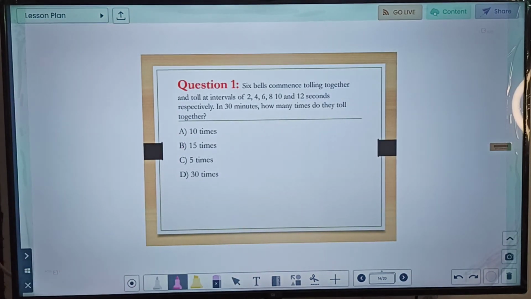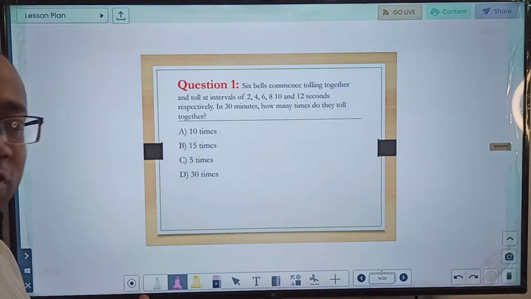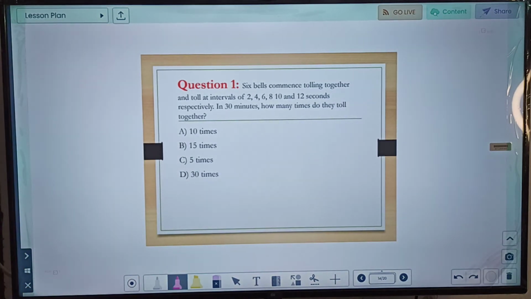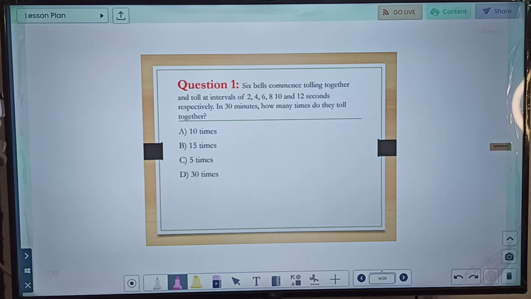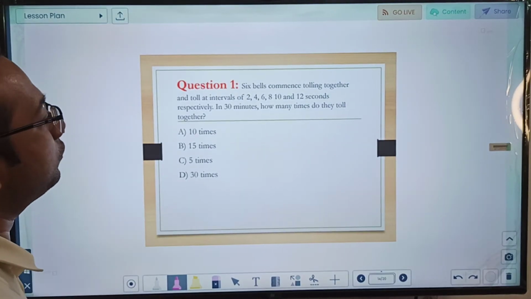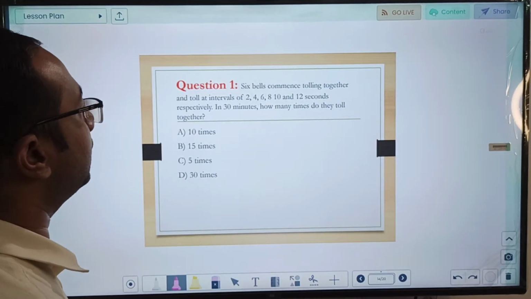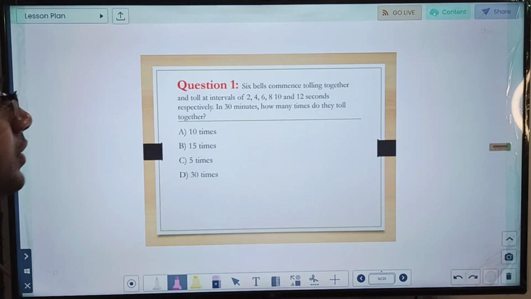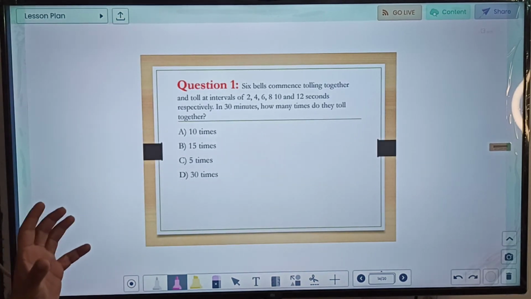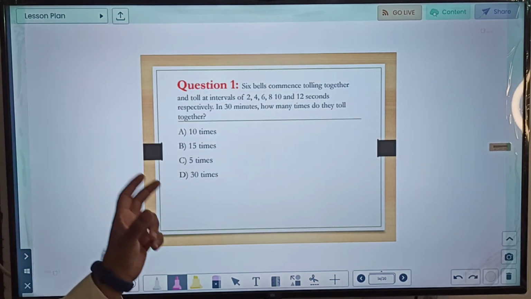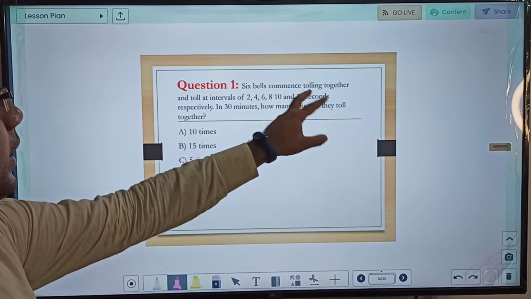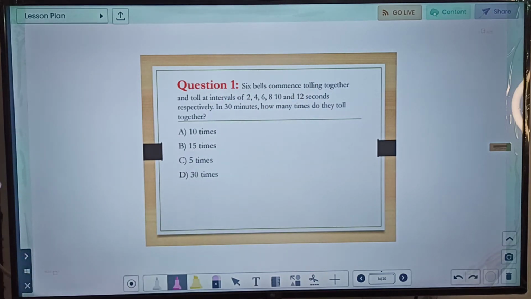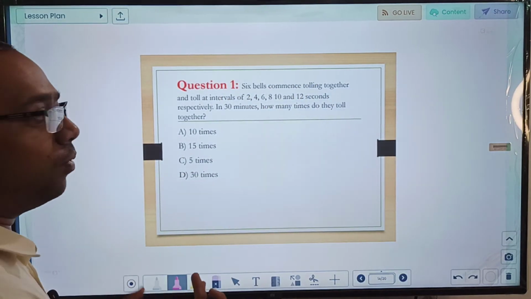Now let us do one question and see if we can apply the concept of HCF and LCM in solving it. 6 bells commence tolling together and toll at intervals of 2, 4, 6, 8, 10 and 12 seconds respectively. Okay, so there are 6 bells. They commence tolling together, and at intervals of 2, 4, 6, 8, 10, 12 they toll again. In 30 minutes, how many times do they toll together? So when will they toll together again? What is the LCM? Just understand what LCM is, least common multiple.